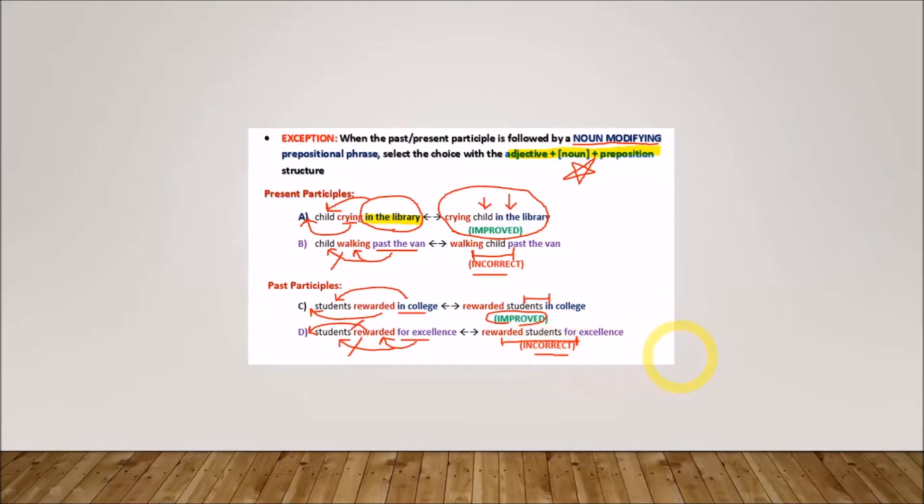So in summary, in order to effectively restructure participles into adjectives, there must be a noun modifying prepositional phrase directly after the participle. If there is one, you will most likely have one answer choice in the adjective plus noun plus prepositional phrase format, which is preferred because they are more concise than noun plus participle structures.